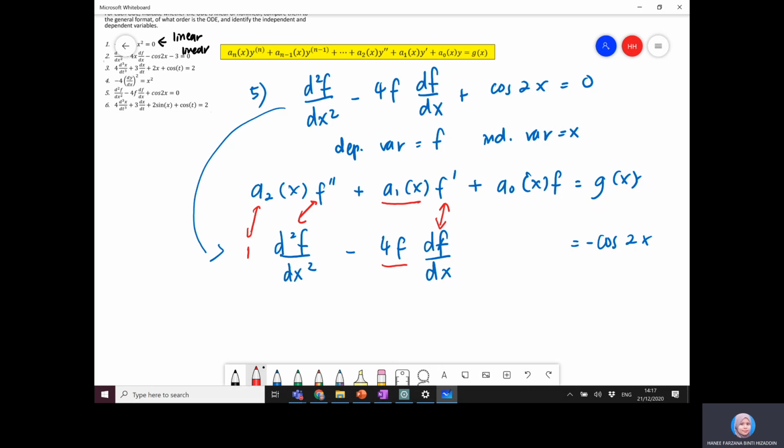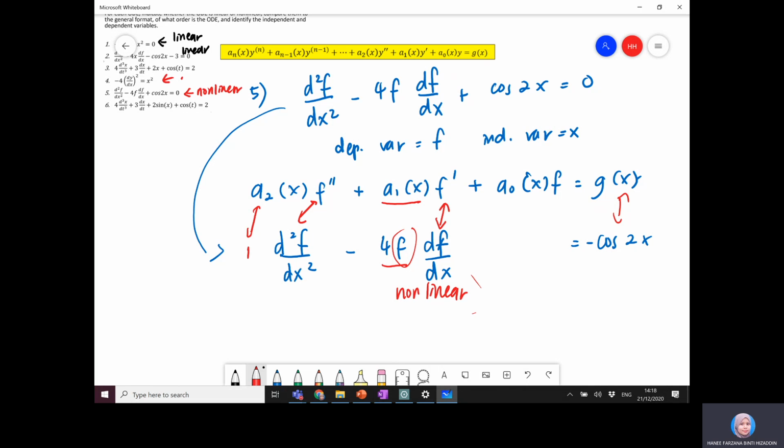But is this the same with this? So here is the nonlinear part of the ODE, because you're supposed to have a1 as a function of x, but here you have a function of f. So this is the part where it is nonlinear. Everything else is okay, but once there is one part where it is nonlinear, the whole thing becomes nonlinear. So number 5 here is nonlinear.